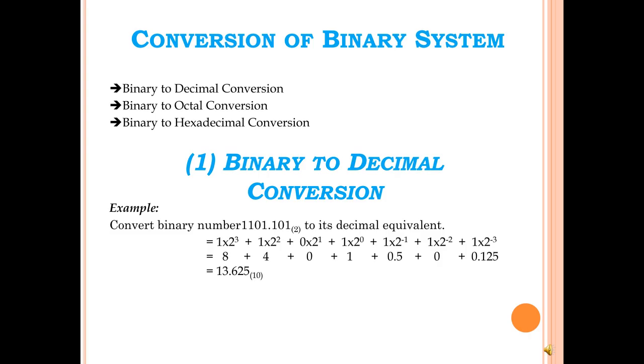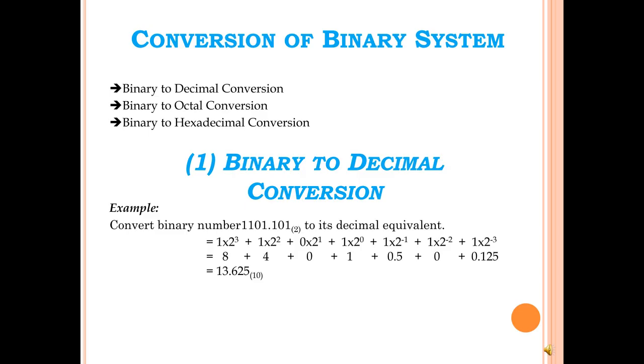We have conversion of binary system. So now we have seen the conversion of the decimal system. Now we will see the conversion of binary system. Now the binary system gets converted to decimal. We will do the binary to decimal conversion. Now we will do the binary to octal conversion. Then we will do the binary to hexadecimal conversion.